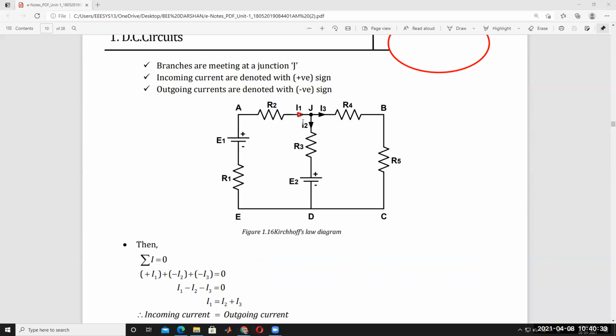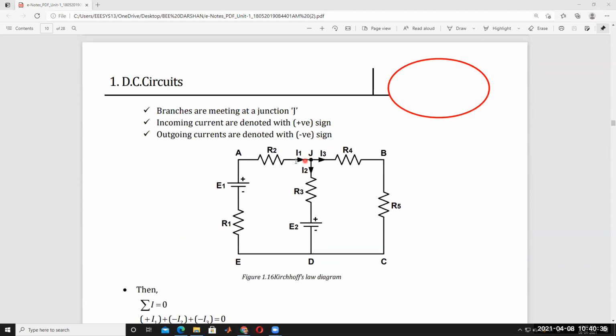Loop current and branch currents are different. This is called branch current. I1 is the current flowing through this branch. The current flowing through a branch is called a branch current. And this is also a branch current. These are branch currents. One current is flowing in this loop, and that is called loop current.